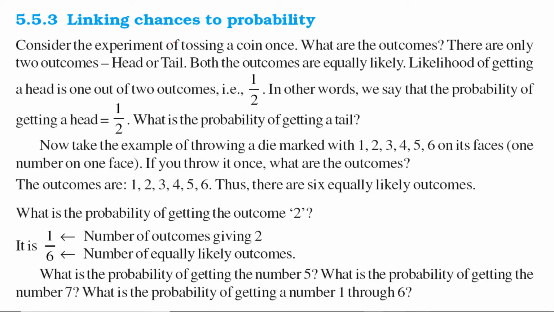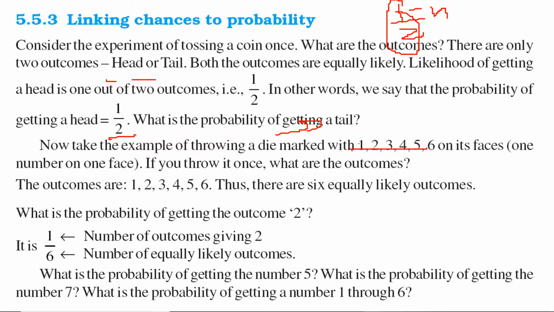Linking chances with probability, just consider the example of tossing a coin. The outcome can be head or tail. So there are 2 possibilities, and 1 is the possibility of head. So half is the probability of head, half is the probability of tail. So the probability of getting head is half. And what is the probability of getting a tail? Again, half.